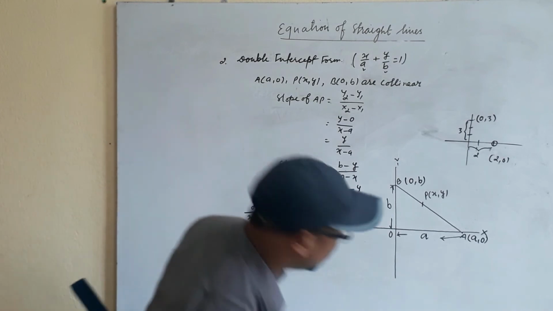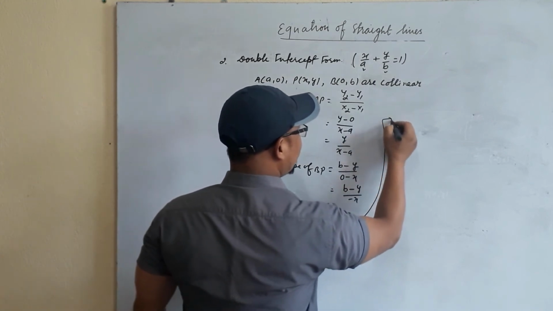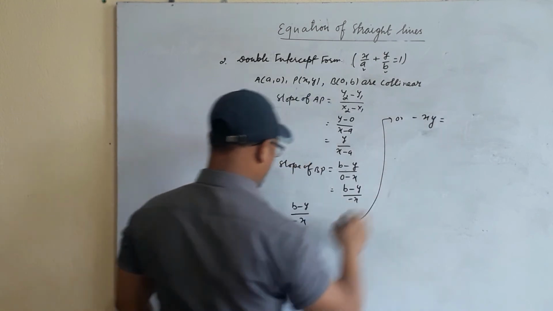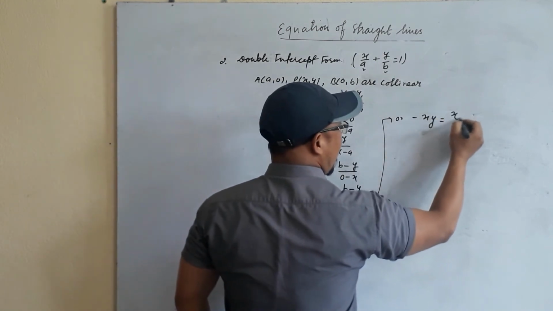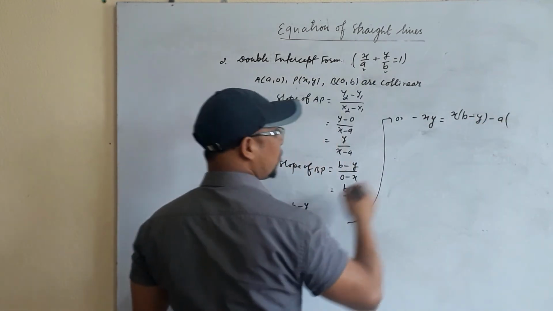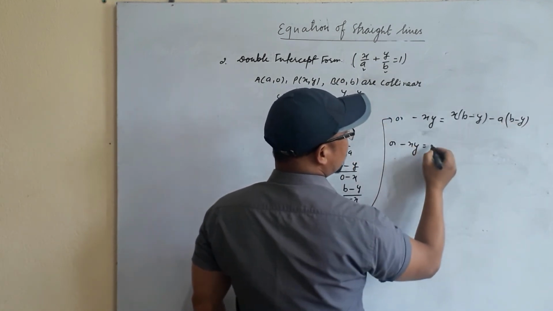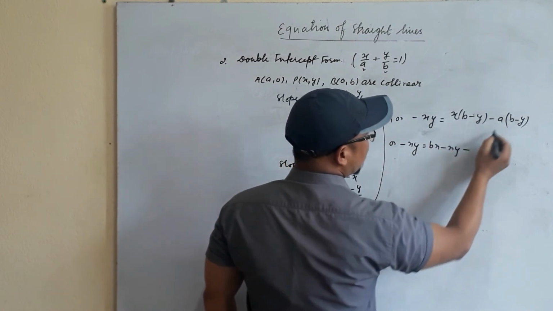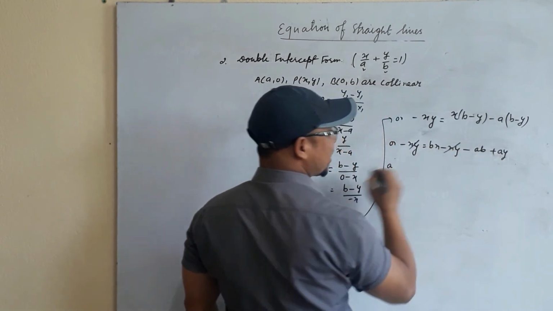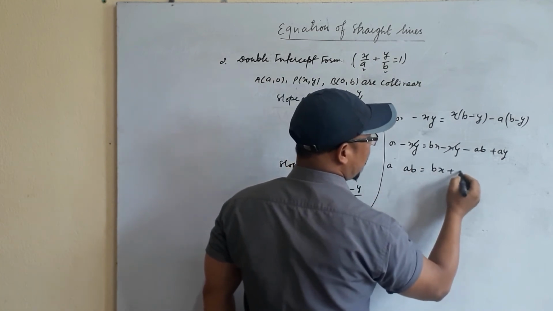Okay, now let's just simplify it. Now if you simplify it, what do you get? Now see, just cross multiply. This into this is minus xy equals, now this into this you multiply. This is x into b minus y, minus a into b minus y. Now you just multiply them. Minus xy equals bx minus xy minus ab plus ay. This minus xy is cancelled. Now let's take this minus ab here. This is ab equals bx plus ay.